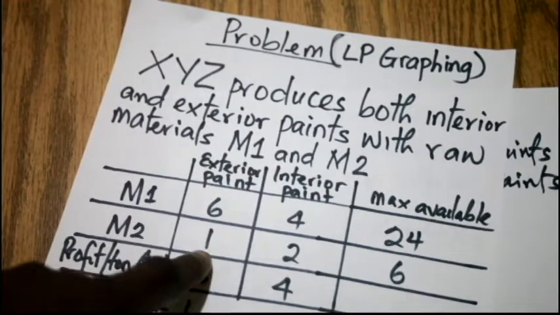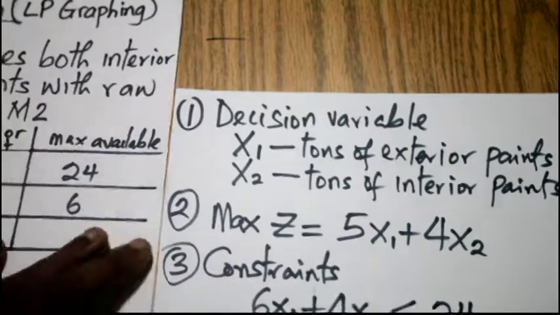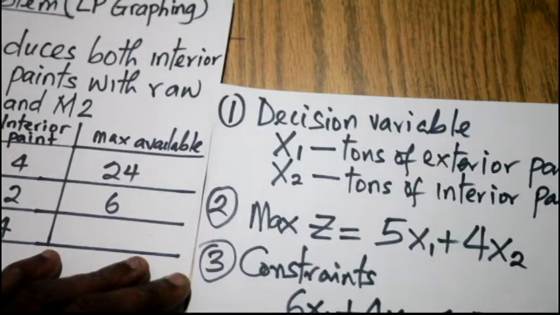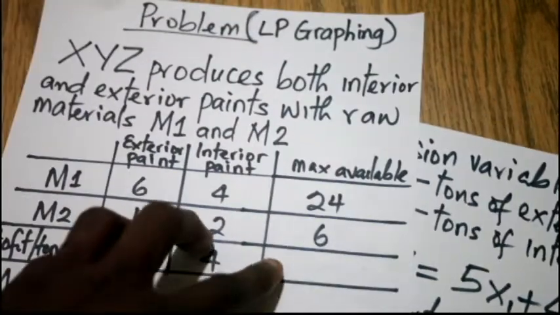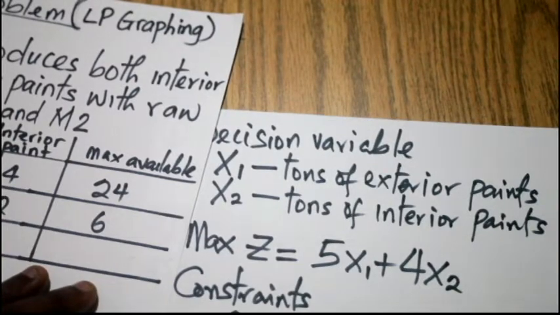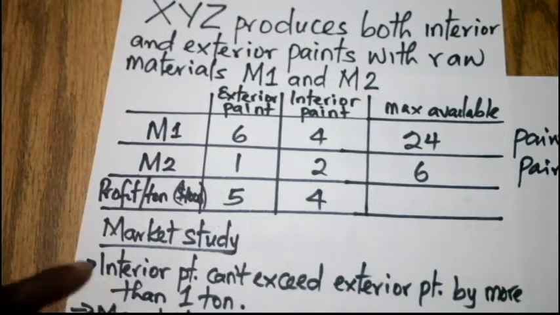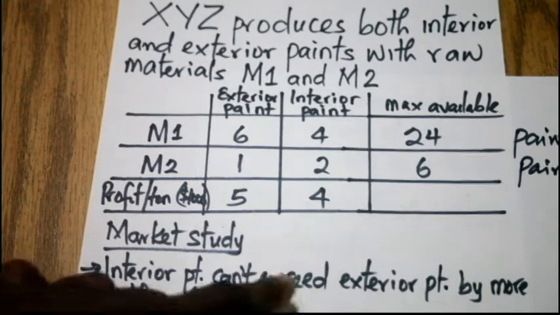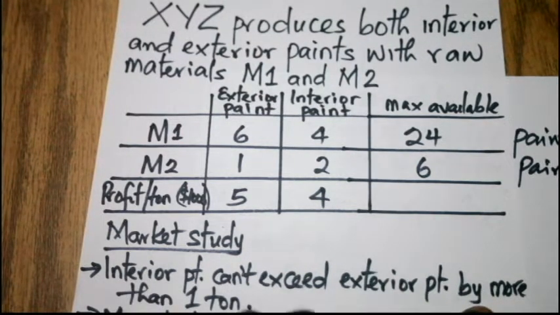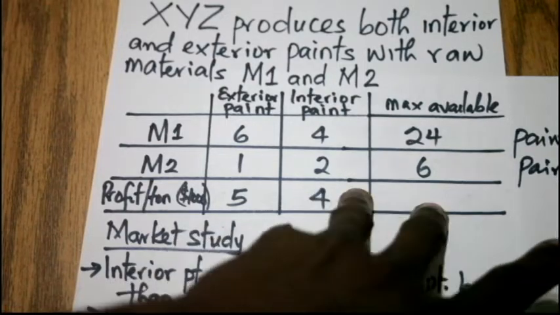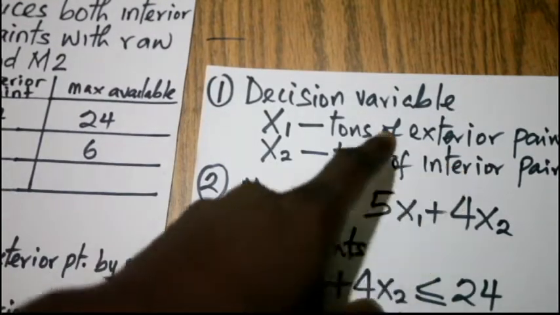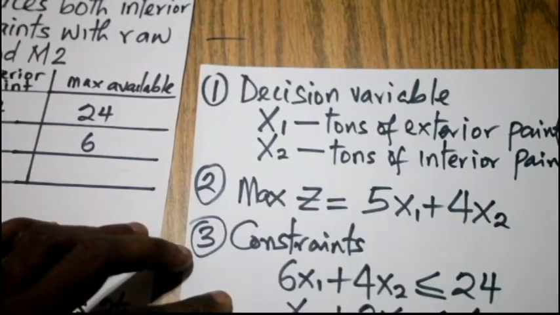Now what other constraint do I have? I have 1 for M2 and 2 for interior paint, and I have a maximum available. That's also a constraint. So I have X1 again plus 2 X2, and the maximum of 6, so that will be less than or equal to 6. Now what other constraint do I have? We're told that X2, that is interior paint, cannot exceed exterior paint by more than 1 ton. So I will put X2, interior paint, minus X1, exterior paint, less than or equal to 1.